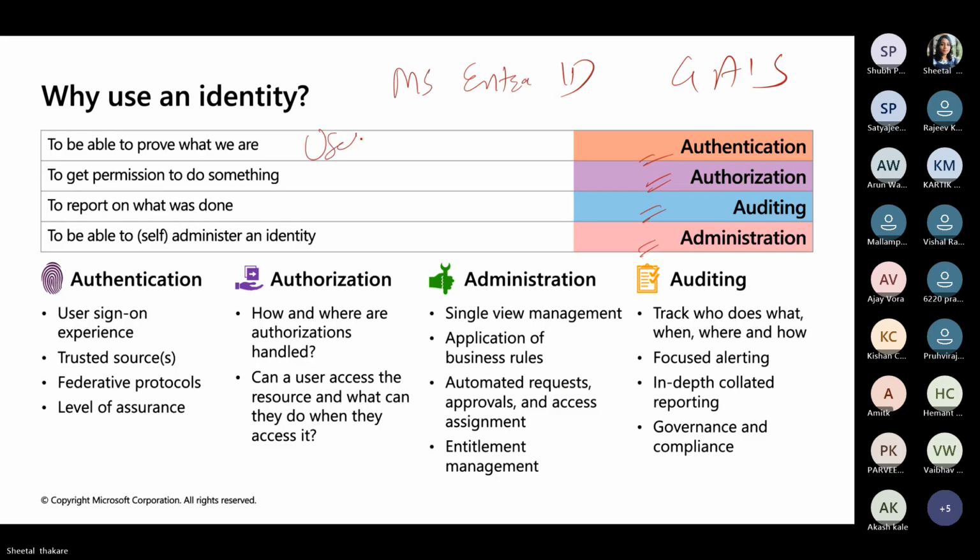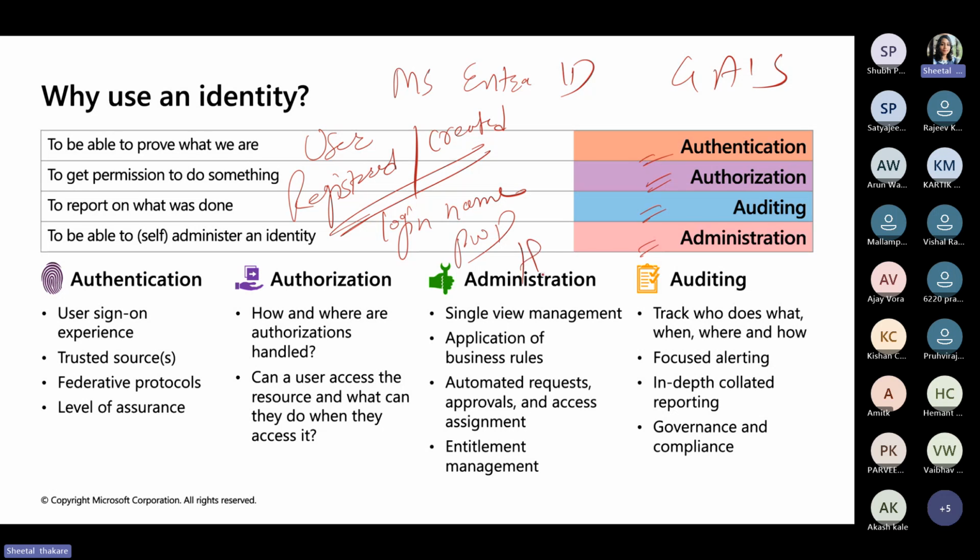So a user who is registered or created in the Entra ID will be given some login name. Its password will be stored in the hashed format. Whenever the user tries to log in, the credentials which are with the Entra ID will be verified. Once they are verified, that will be the authentication.